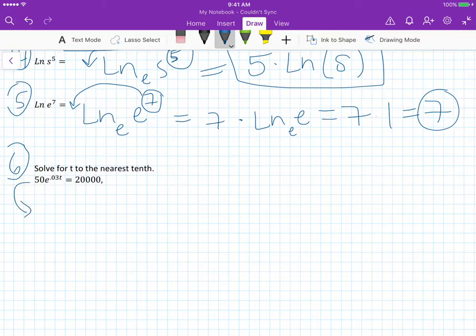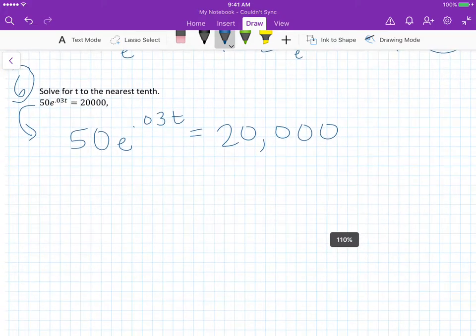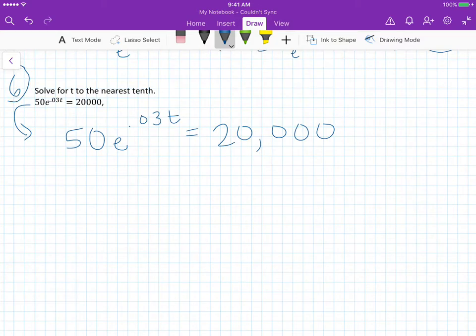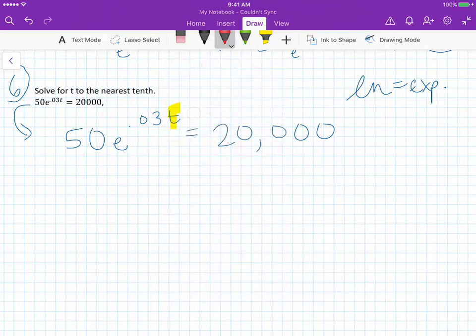So I'm going to write this down here so that I have more space. And that should be a 20,000 like this. I don't know why the comma's at the end. So solve for t to the nearest tenth. Okay, well, I know still, just like logs, the natural log always gives me an answer for the exponent. So if what I want to solve for is t, and t is in the exponent, my brain immediately goes off and says, I need to use natural log.